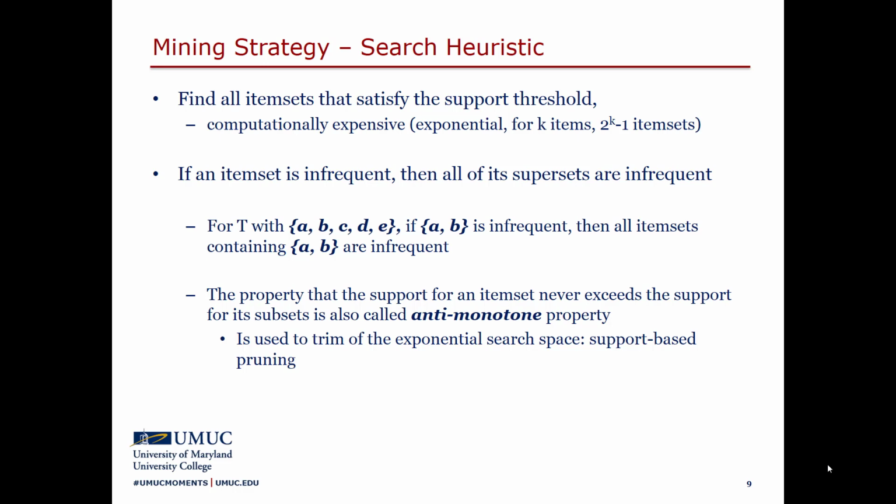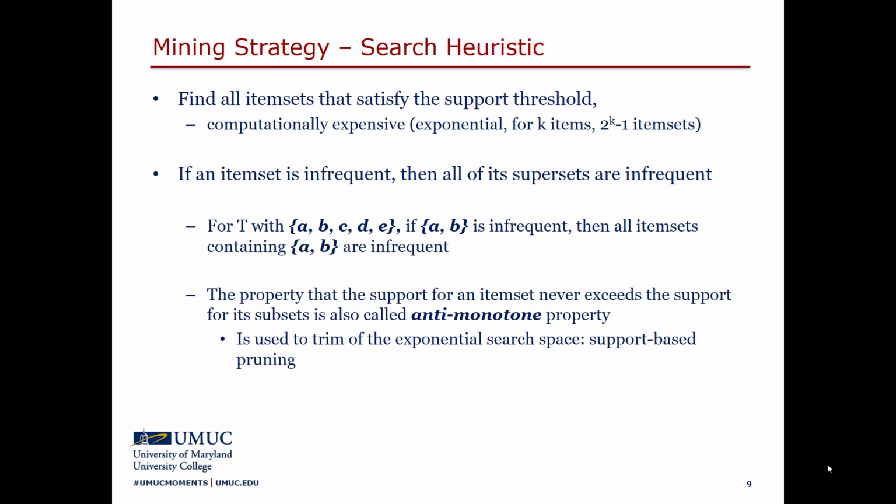So for identifying all the frequent item sets, you have to travel through all possible combinations in the transaction database. And that is computationally very expensive. It is exponential in the number of items. So for k items, for instance, you have 2 to the k minus 1 item sets.